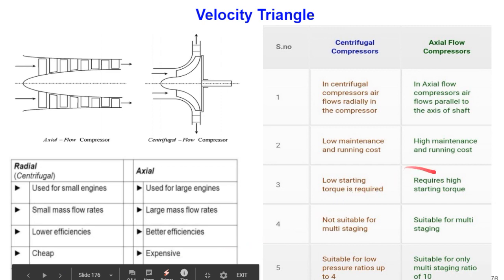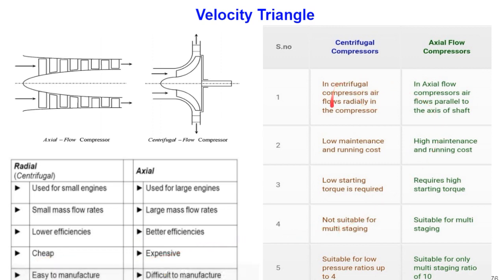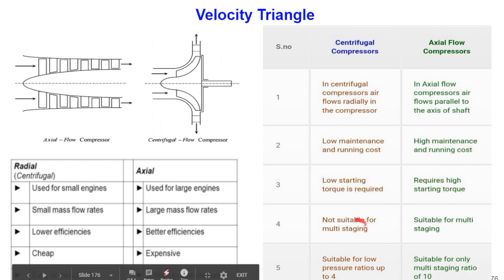So what is the difference between the radial or centrifugal compressor and the axial flow compressor? Centrifugal is used in small engines, axial in large avionics. Small mass flow rate versus very large mass flow rate, lower efficiency versus better efficiency, cheap versus expensive. In a centrifugal compressor air flows radially, in axial it flows axially. Low maintenance in centrifugal, high maintenance in axial. Low starting torque versus high starting torque. Centrifugal is not suitable for multi-stage, axial is suitable for multi-stage. Centrifugal is suitable for pressure ratios up to 4, axial for pressure ratios from 10 to 20.